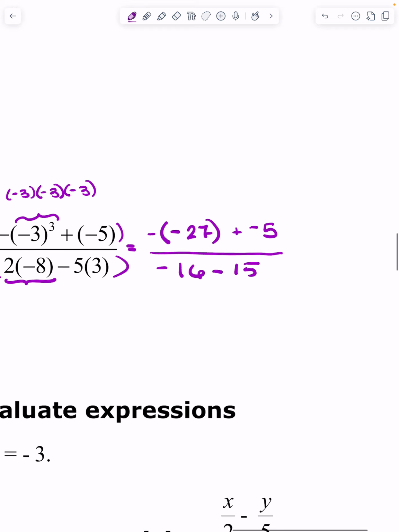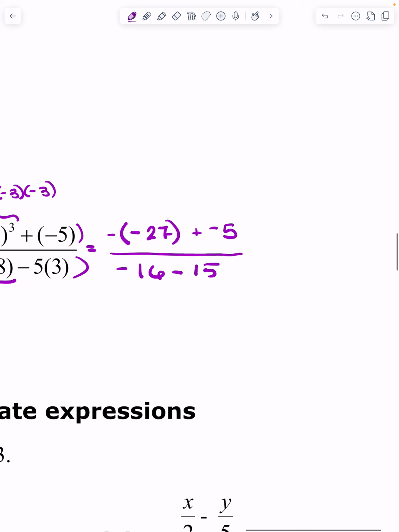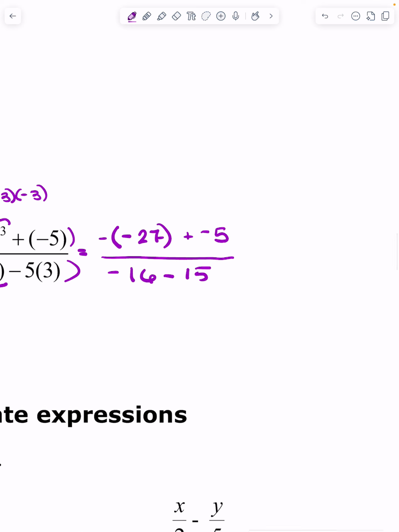And we will talk about integers more fully later on. This is kind of a refresher to see what you remember. -27 is +27. Plus -5 is the same as -5. -16 minus 15 is -31. I get 22 over -31. Again, I'm just going to pull the negative out front.